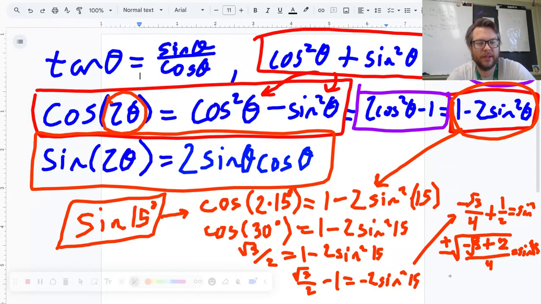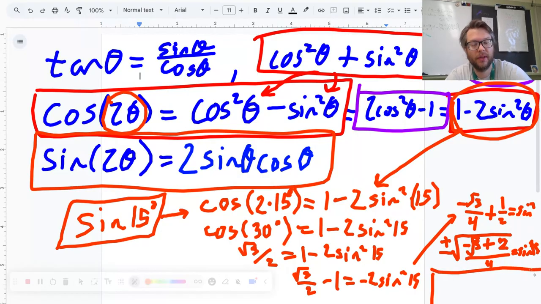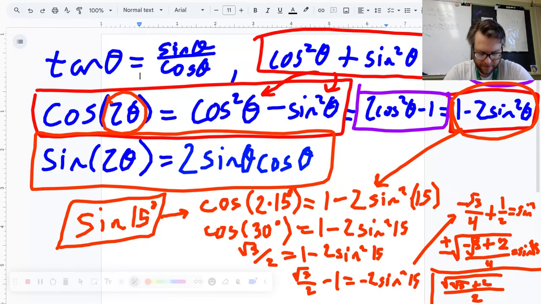And now I think about, is it going to be a positive or a negative? Well, 15 degrees is in the first quadrant. And so this is going to be a positive square root. So my final answer is just the square root of negative root 3 plus 2, and the square root of 4 on the bottom is 2. And there you go. You could also write that on the inside, instead of negative root 3 plus 2, as 2 minus root 3. So that's sine of 15.